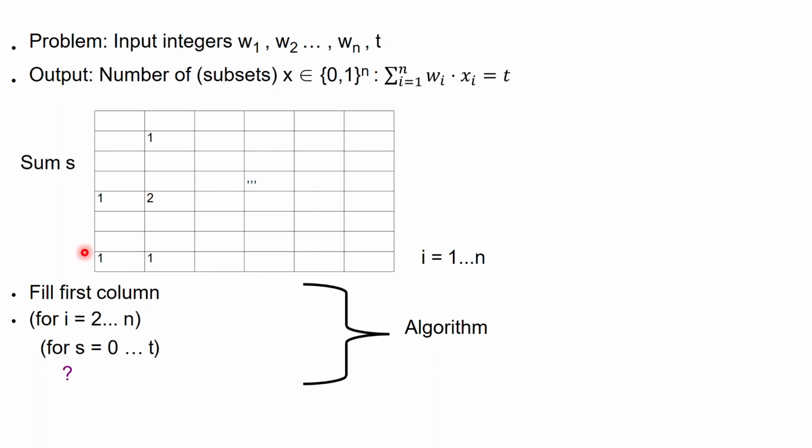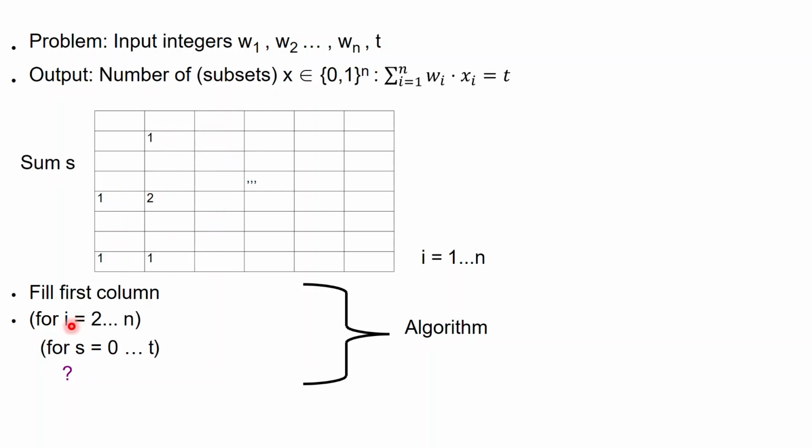The algorithm proceeds by filling one column at a time. So first you fill the first column. Okay, the first column corresponds to the first weight. So you cannot use the weight w1, in which case you get to sum of 0. So there is one way to get to sum of 0. Or you can use the weight w1, in which case you get to sum w1. So you just put the 1 in these two positions. And then for every other column, you just fill it using the recursion.